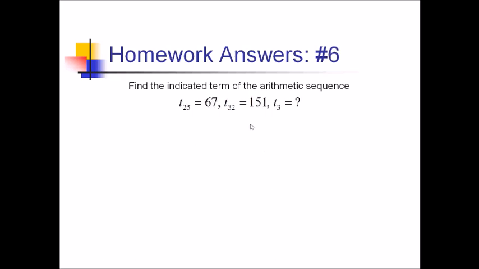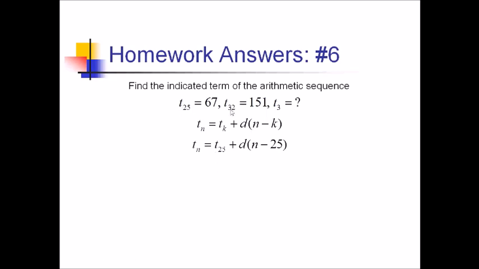For number 6, I'm given the 25th and 32nd terms of an arithmetic sequence, and I want the third term. They're making us go back in time. Because they're not giving me the first term, I'm going to use my Tk formula, Tn equals Tk plus D times n minus k. For k, I could use either 25 or 32. I'm just going to go ahead and use 25. So I've got T25 plus D times n minus 25. Now I have to figure out my D value, and my n value is just going to be 3 later on. So we need the D value.